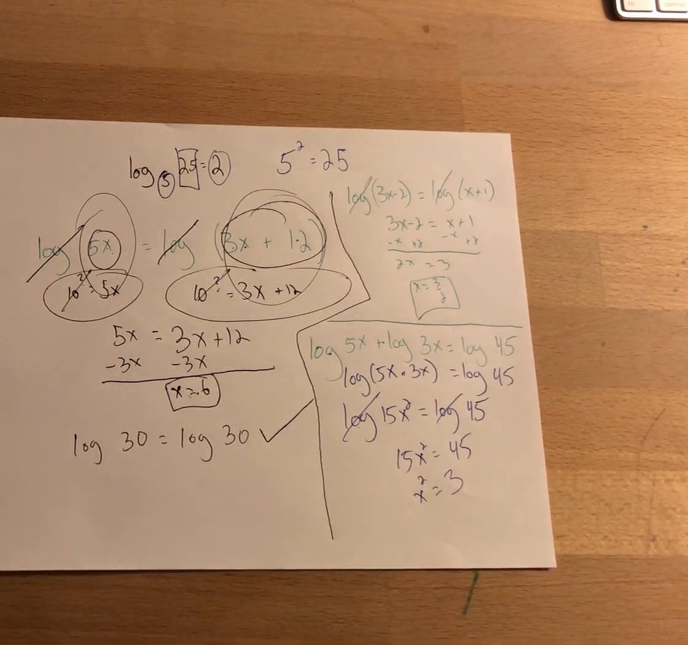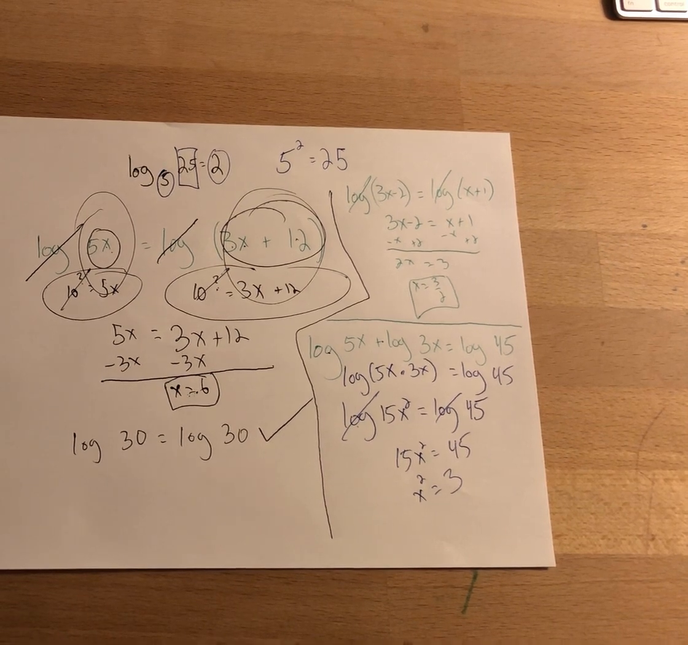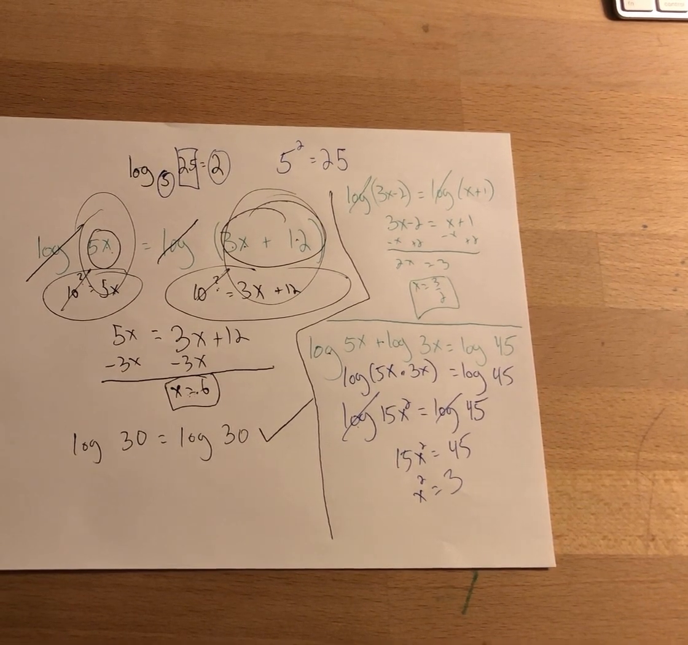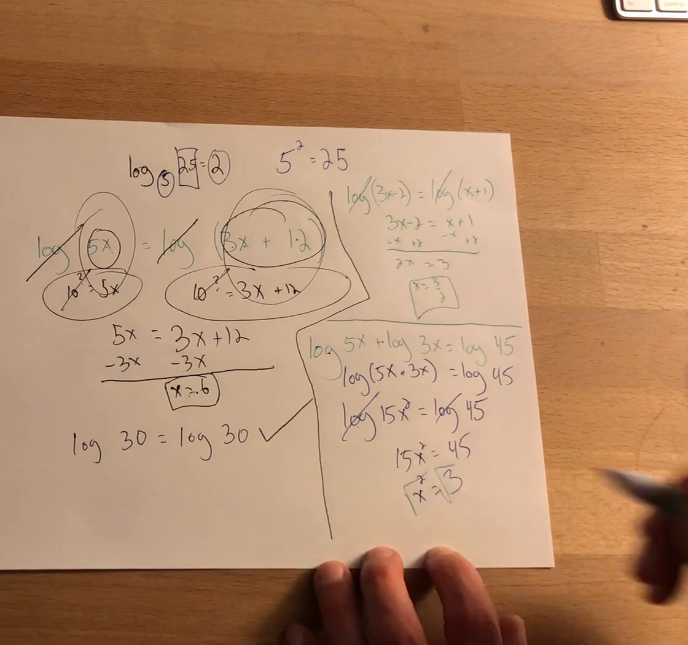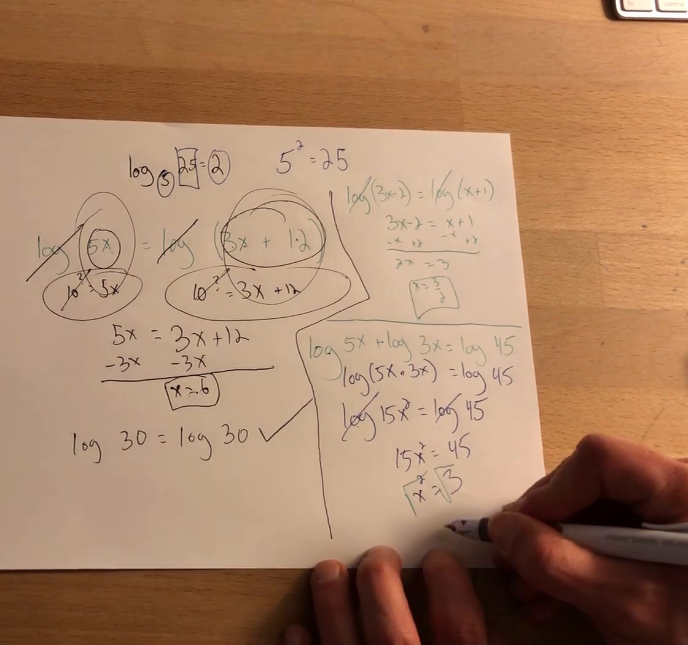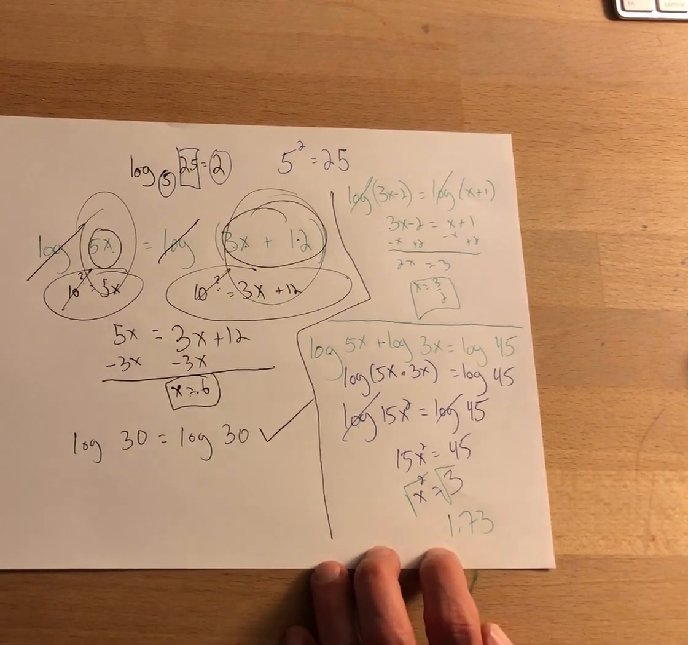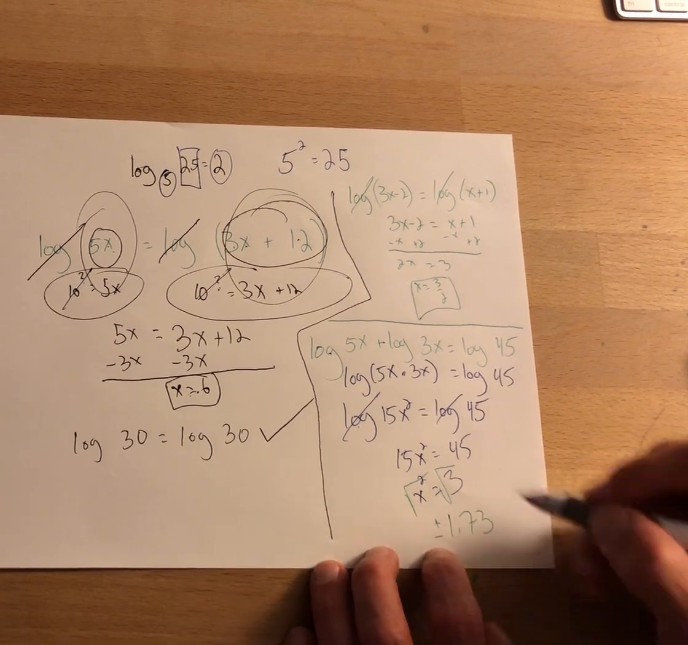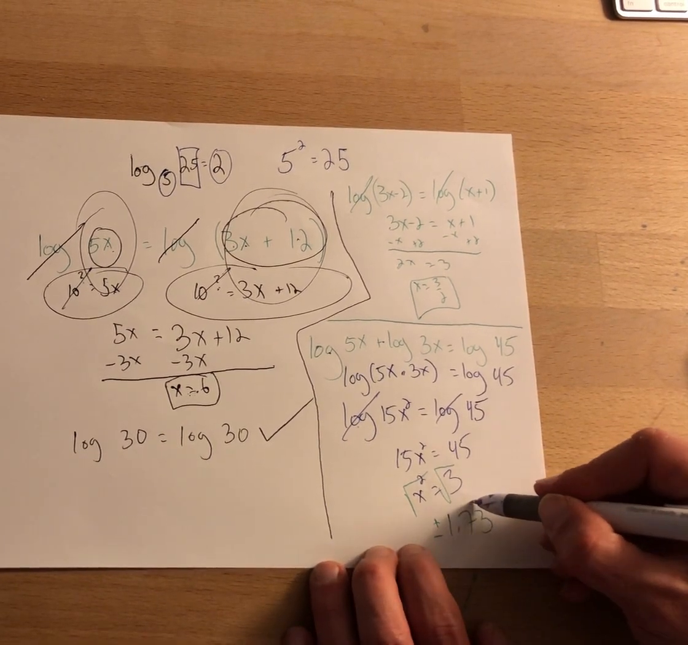Then when you square root this, something happens. So what I'm going to do is get my calculator and go ahead and square root this. The square root of 3 is equal to 1.73. But this is the thing: it's a plus and a minus 1.73.